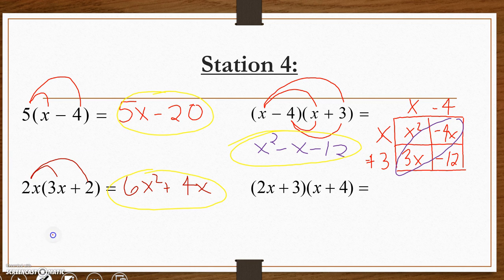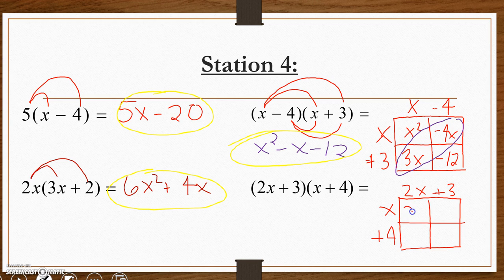Alright, we're going to do the box method again for this last one. So I put 2x plus 3 and x plus 4. So in the first box, 2x times x is 2x squared. The next box, 3 times x is 3x. The next box, 4 times 2x is 8x. And the last box, 4 times 3 is 12.